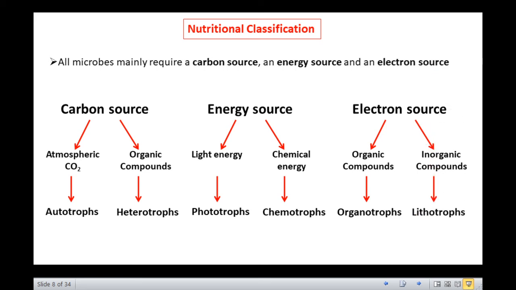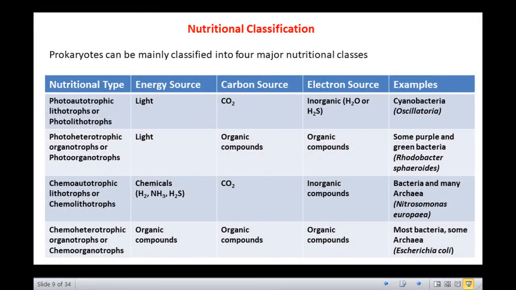Often, the above terms are combined to classify the microbes on the basis of their nutrition. As an example, a chemoorganotroph heterotroph obtains its energy from chemicals, its electrons from organic compounds, and its carbon from pre-made organic compounds. Thus, prokaryotes are mainly classified into four major nutritional classes. Let us study one example of each type of organism.